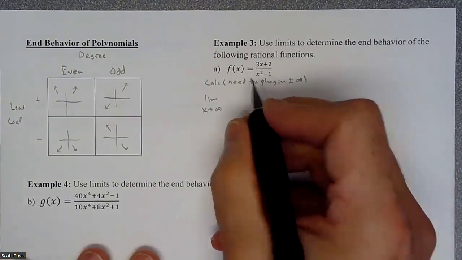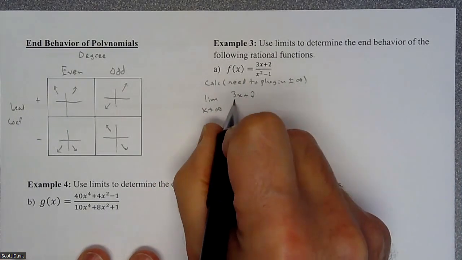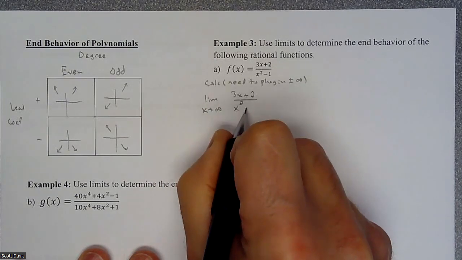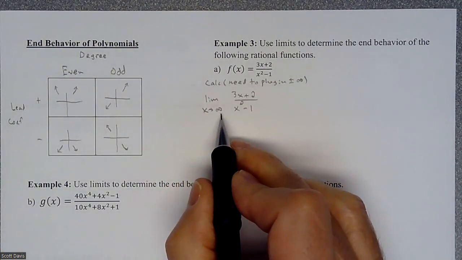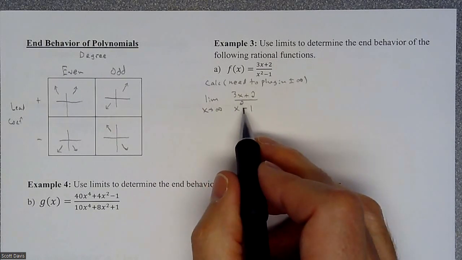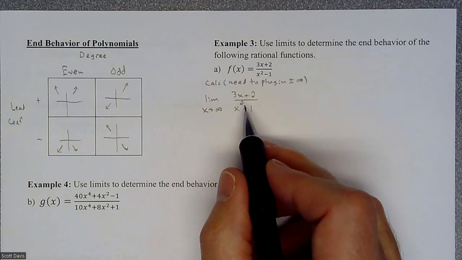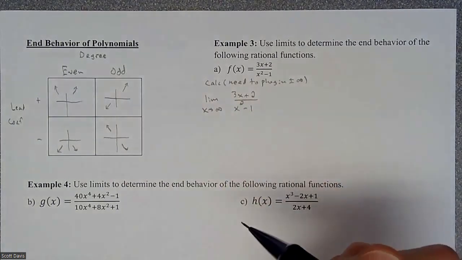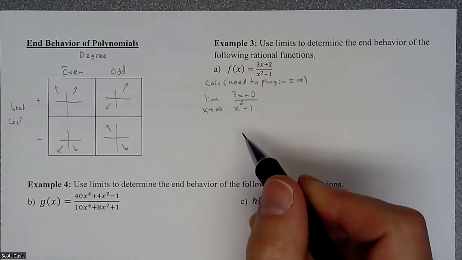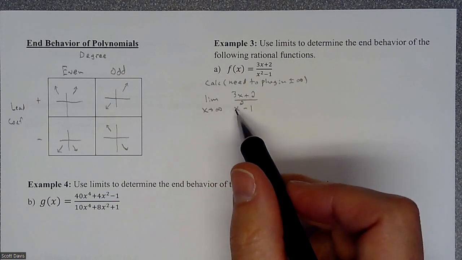Okay, we have a bit of a problem here: 3x plus 2 over x squared minus 1. If you just plug in infinity, you get infinity on top and infinity on the bottom. We can logic our way through this, since one of these is going faster to infinity than the other, and that plays a role in our answer. But let's not logic our way; let's show how we can actually do the math to figure this out.